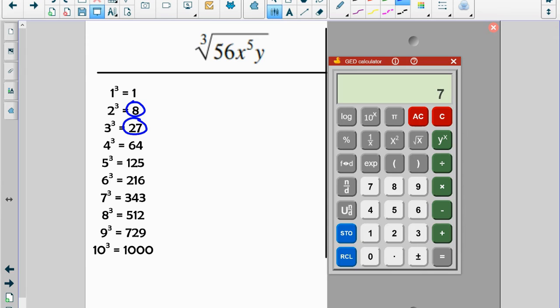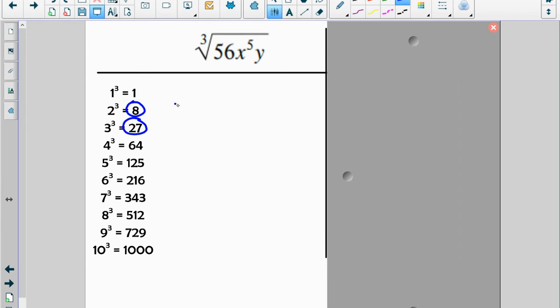How about 56 divided by 8? That sounds like it's 7. Yes. 8 times 7 is 56. That's my factor pair that contains a perfect cube. 8 times 7 is 56. And then I had x to the 5th power, 1, 2, 3, 4, 5, and a y.